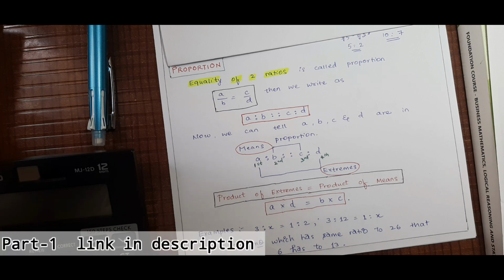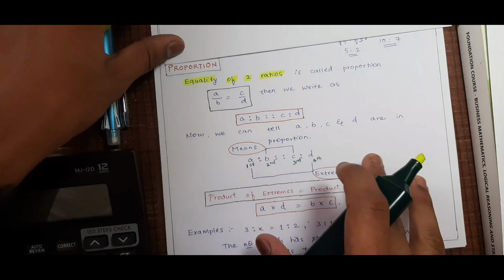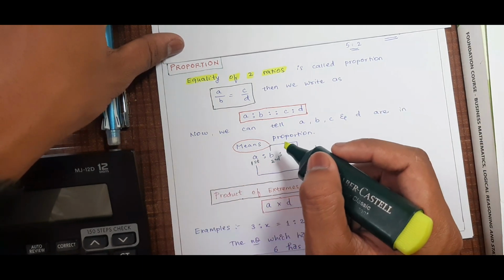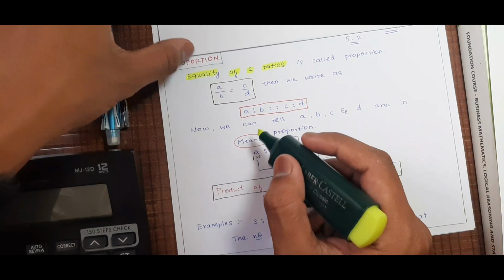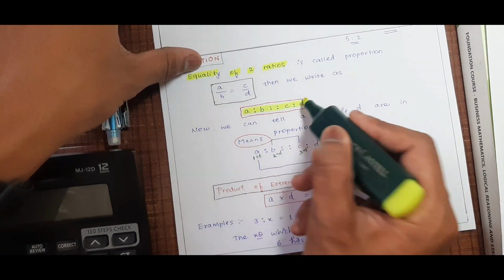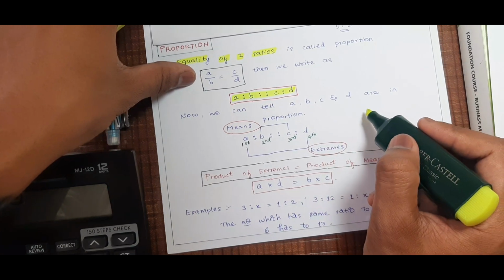In Part 1, we looked at ratio. Now let's understand what proportion is. Proportion is the equality of two ratios: A by B equals C by D. Then we can write it as A is to B as C is to D. Now we can say A, B, C and D are in proportion.